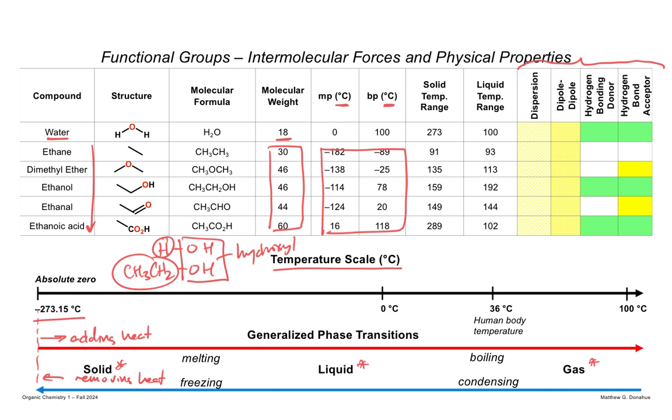So things that lack an OH group, like ethane, two molecules of ethane are not really attracted to one another. But two molecules of water, they have that attraction. And so you got to put a lot of heat into the system to break that attraction.